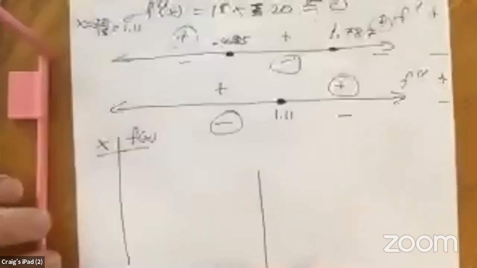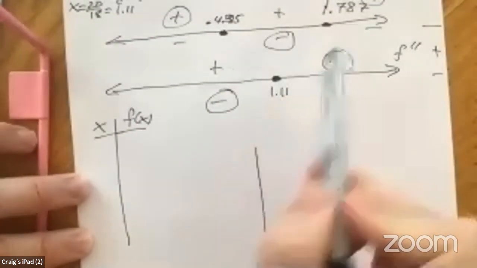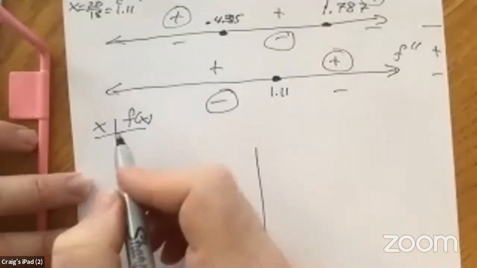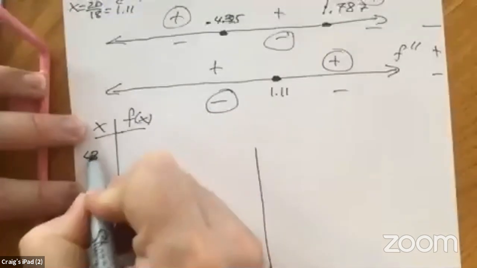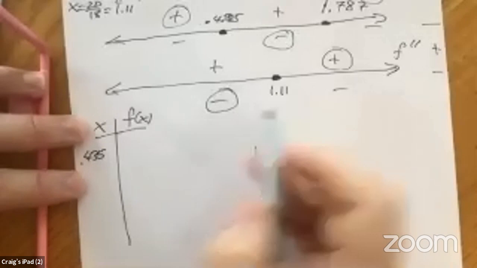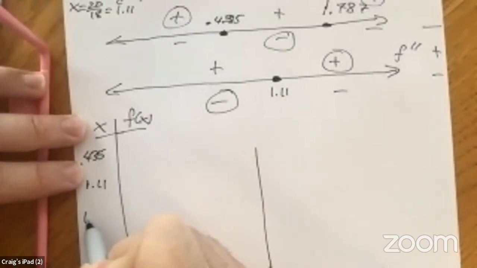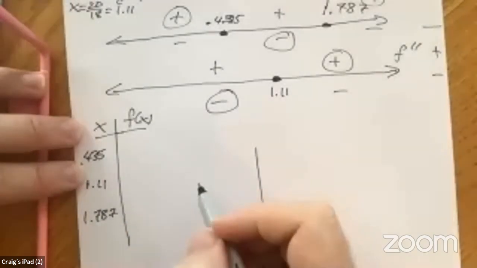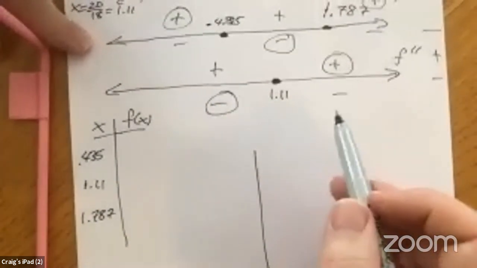So that's it. We're just going to stick in these three values and figure out what they're going to be. So we have to put in 0.435. We have to stick in 1.11. And you're going to have to stick in 1.787. And by sticking in those values, we're going to figure out the important places on the graph.